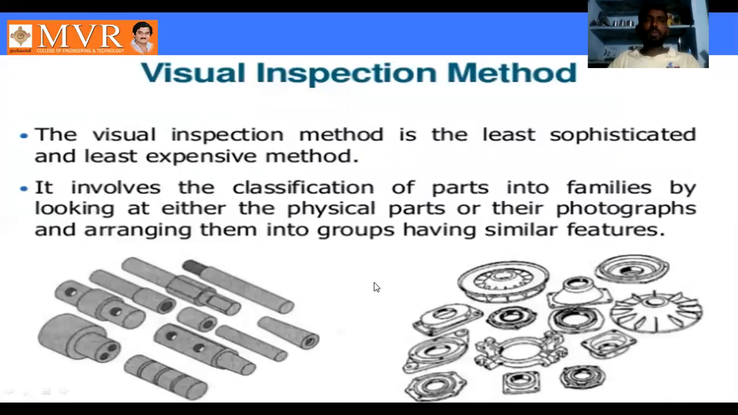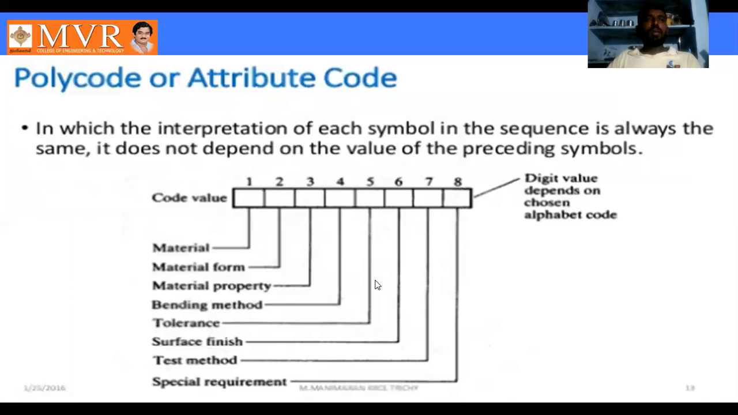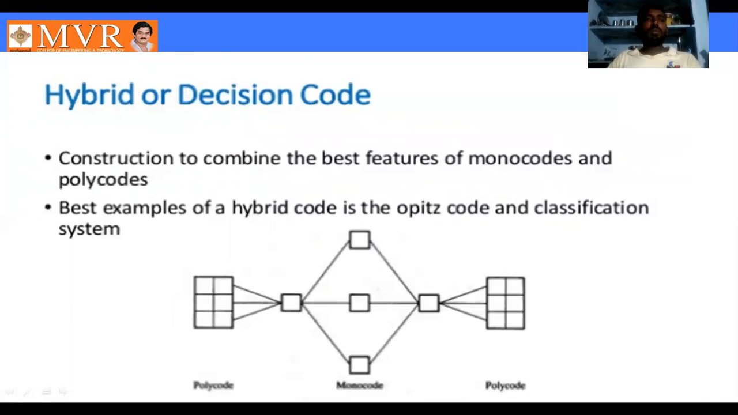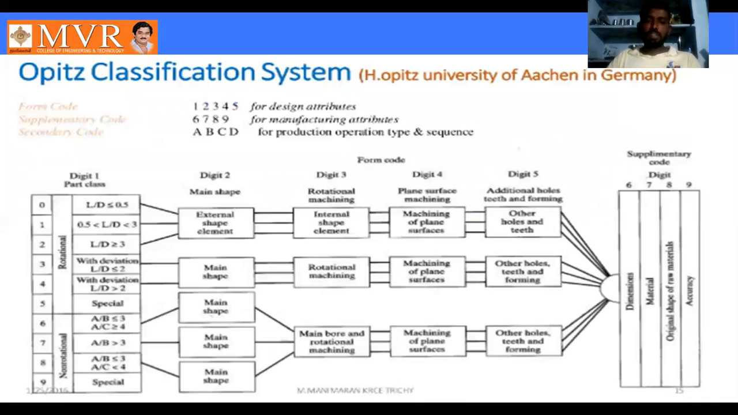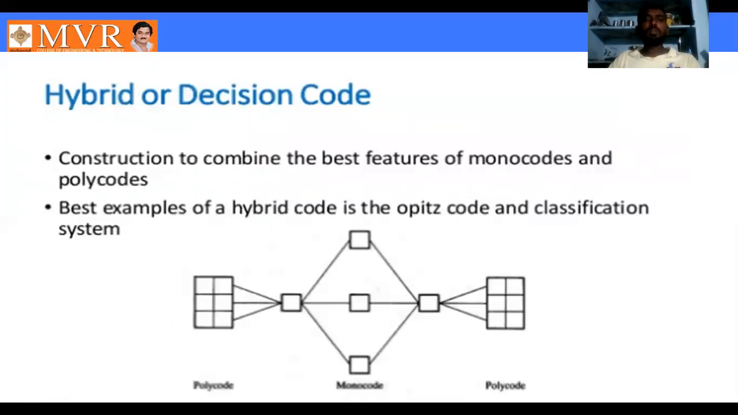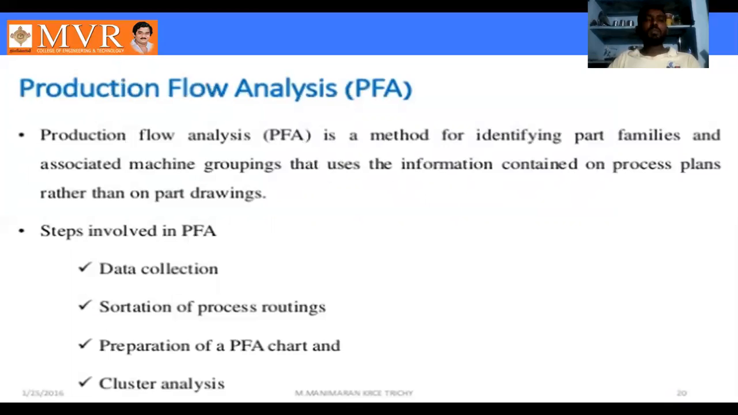So the first one is polycode, monocode, and hybrid code. The Opitz coding system is the example for the hybrid or decision code. Now see here, production flow analysis, PFA.